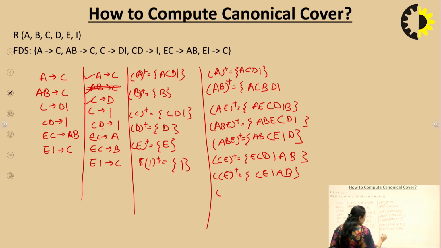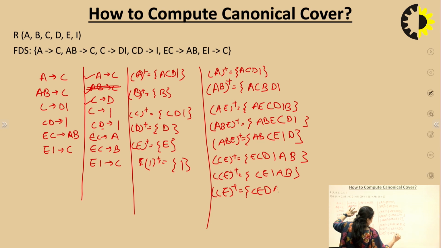Now again compute CE. This time hide the CI. What you are able to find out? CE. Then from CE we are able to determine D. From EC we are able to determine AB. From CI, no, we are not able to find out I. So this one is also essential.